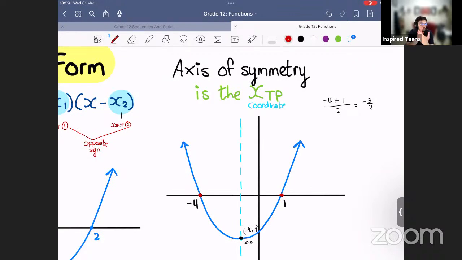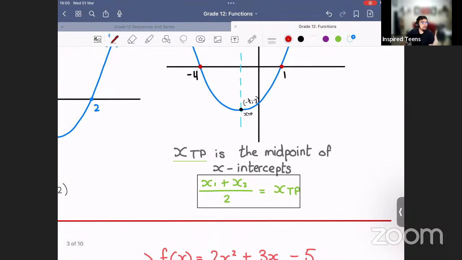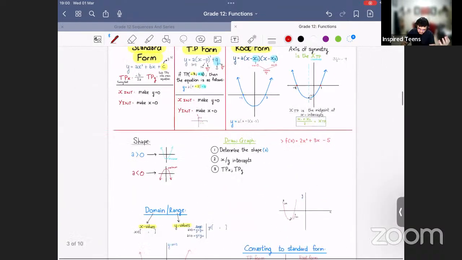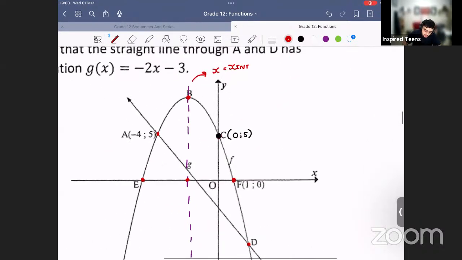Knowing that it's a reflection about this line, knowing that it's the image on the other side. Or if we didn't know that the x turning point is actually the midpoint of the x-intercepts, we can get the equation of the axis of symmetry, because we need the x coordinate of the turning point. We need xtp. So how do we get that?